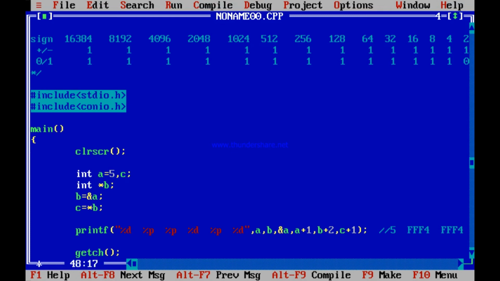Say int A equal to 5. So over here 5 is contained in A. Int star B, B is a pointer to an integer. B equal to ampersand A.